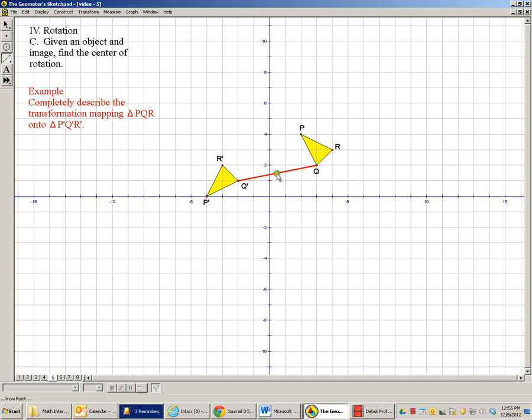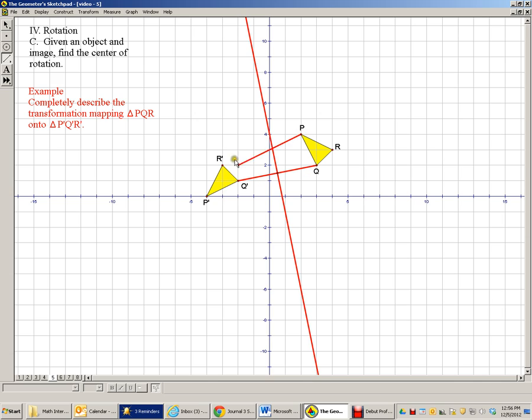I know that this midpoint is a possible center of rotation for mapping Q onto Q prime, but I also know that anywhere on this perpendicular bisector is a possible point as well, right? Any point along this line could be used to map Q onto Q prime, okay? Now let me choose another pair of points. How about P and P prime?